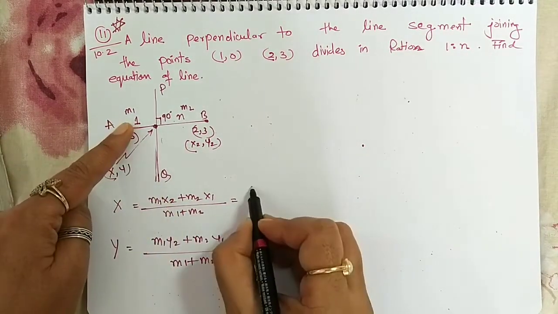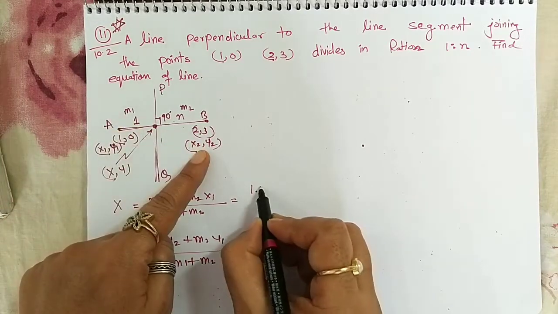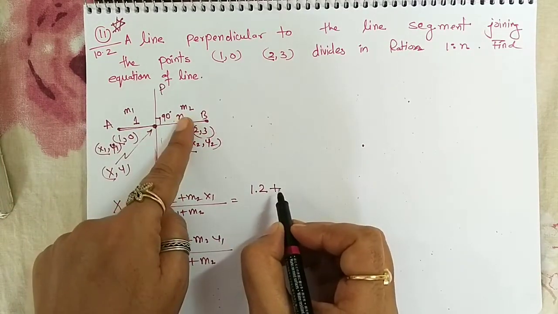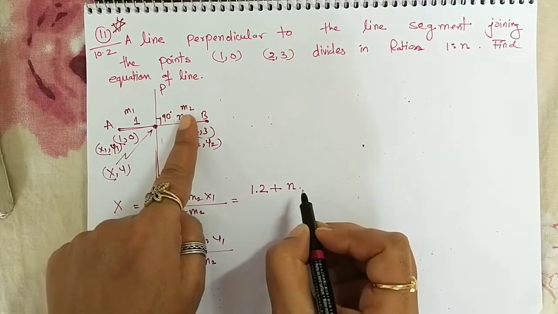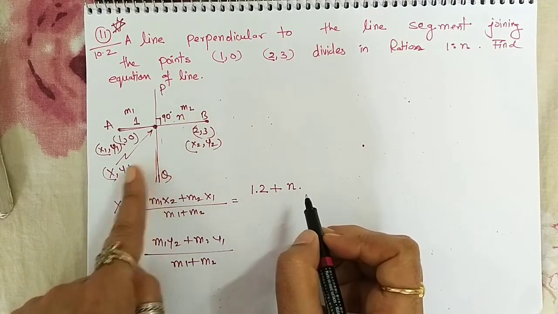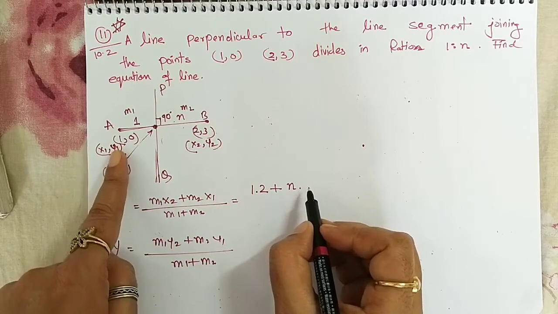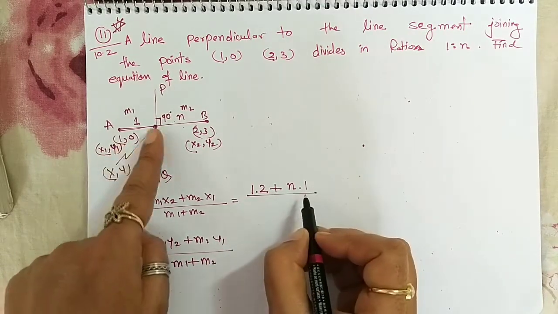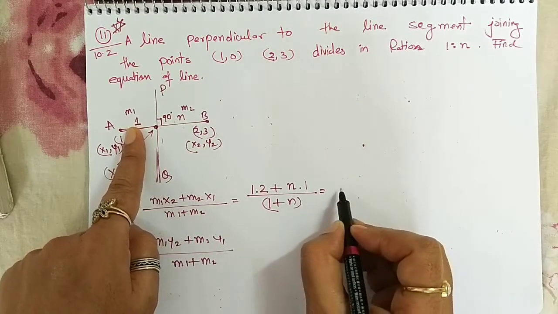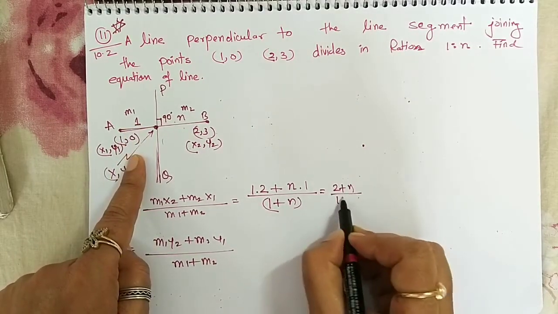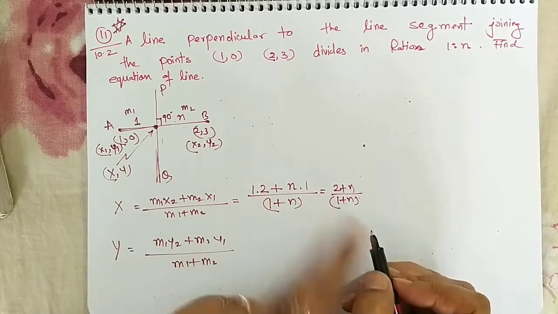Now I will put m1, x2. So what is my m1? It is 1. x2 is 2 plus m2, x1. What is m2 here? It is n. And x1 is how much? Here 1 by m1 plus m2, which is 1 plus n. So what I will get is 2 plus n by 1 plus n. So this is the point x I got.